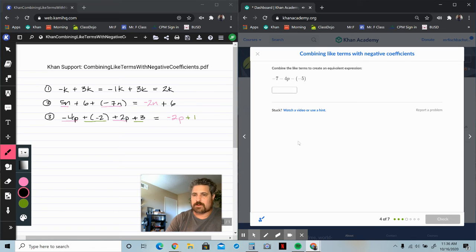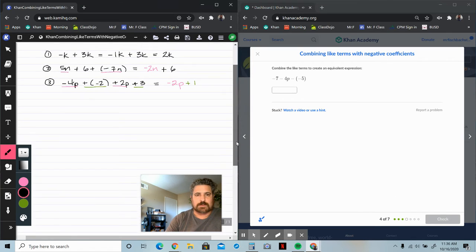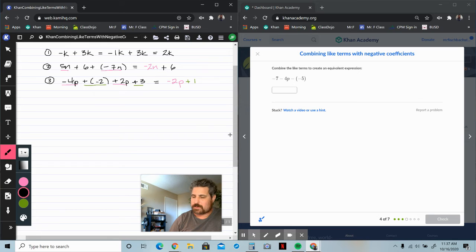Okay, and then we go to the next problem. So in the next problem, we're going to copy it down. It says negative 7 minus 4p, take away negative 5. So once again, I can write this nicer. This is negative 7 minus 4p minus negative 5.